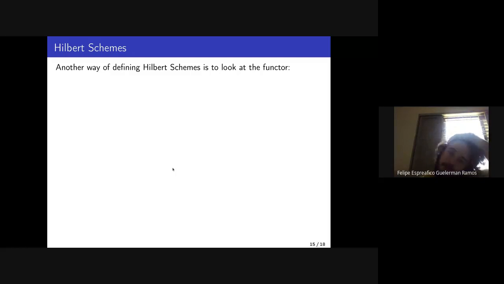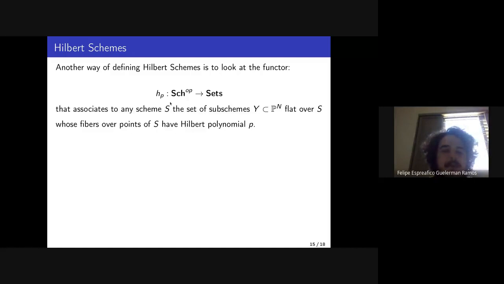And another way of defining Hilbert schemes is to look at this functor here from schemes to sets. So, I mean, schemes of the opposite category. So we want to consider morphisms in the opposite direction. This is simply a contravariant functor, okay? So the idea is that we associate to a scheme S the set of all subschemes which are flat over S and have the same Hilbert polynomial, right?